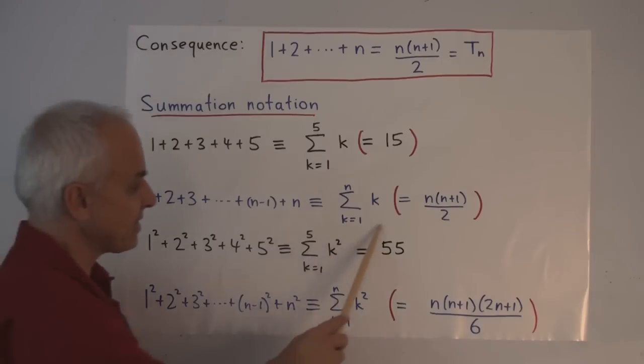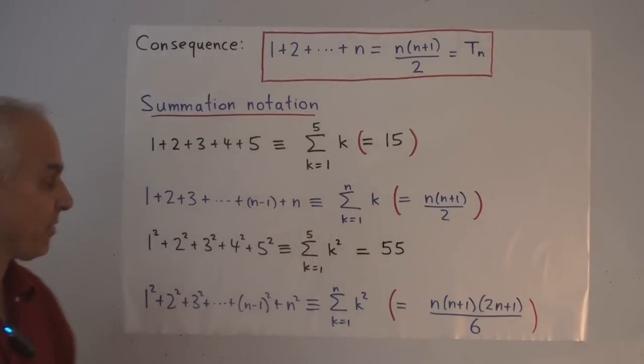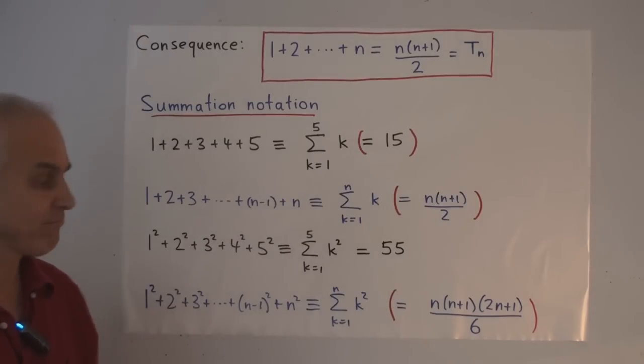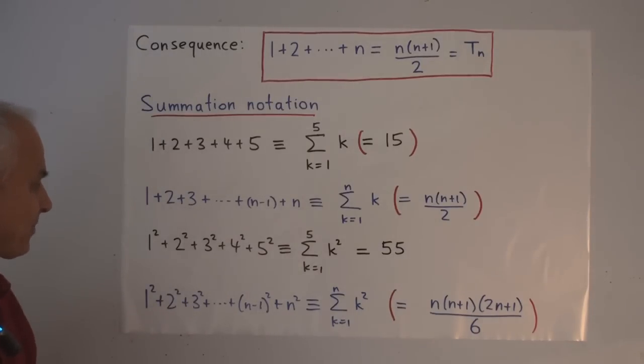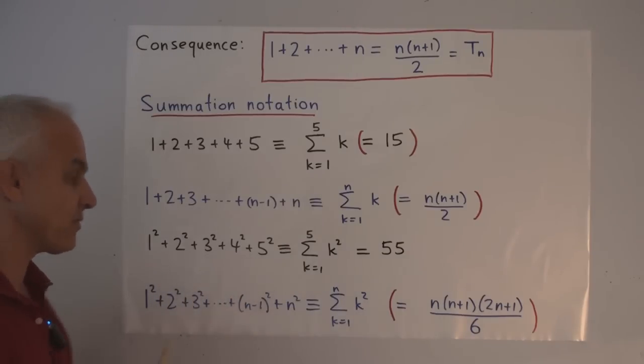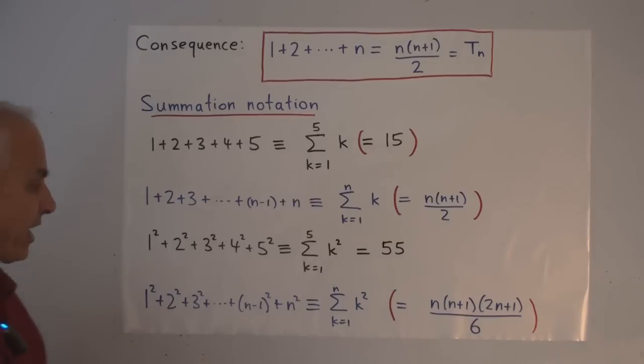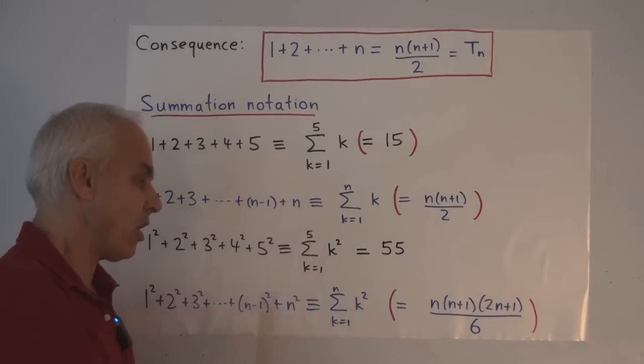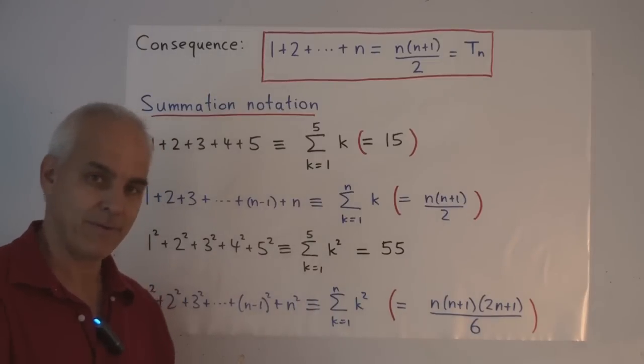The beauty of this summation notation is that it's quite flexible and allows us to talk about other kinds of sums. For example, 1 squared plus 2 squared plus 3 squared plus 4 squared plus 5 squared could be written more economically as the sum, k equals 1 to 5, of k squared.